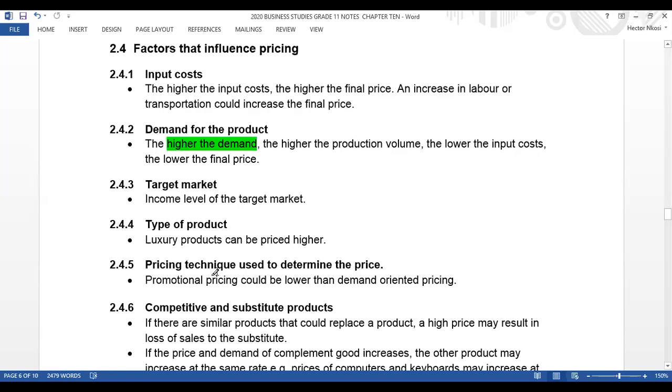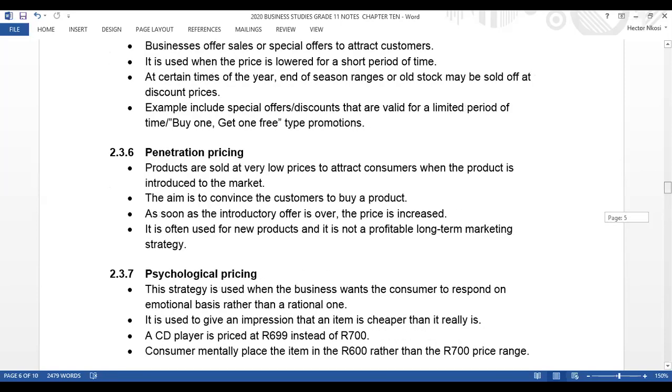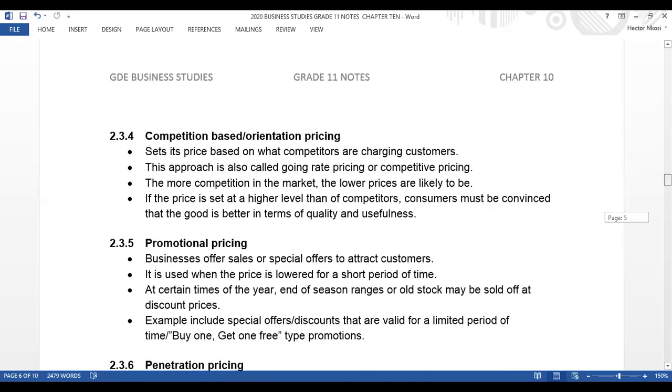Right. Then we look at the pricing technique used to determine the price. Here, promotional pricing could be lower than demand-orientated pricing. Basically, we spoke about promotional pricing and demand-orientated pricing. Just a recap, let's go back to those types of pricing. We once explained these. Here's the promotional pricing, and here's your demand-orientated pricing. So let's start with your promotional pricing.